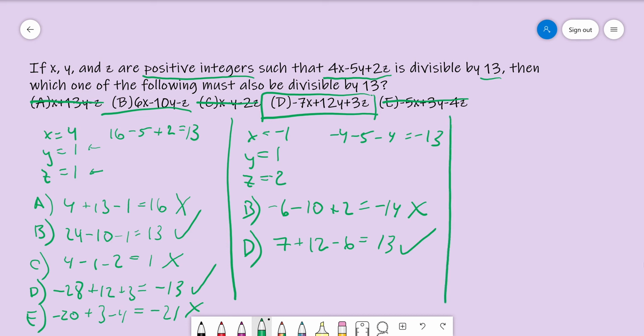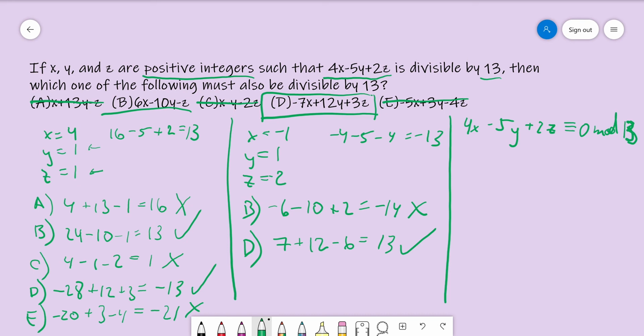Another way to do this is to use our knowledge of congruence relations. If we write the equation 4x minus 5y plus 2z is congruent to 0 mod 13, that's what it means for it to be divisible by 13. Remember that, it just means that when you divide by 13, the remainder is 0. Okay, so we can add and subtract multiples of 13 to both sides of this expression, and then the right side will still stay 0, and then the left side we can try to arrive at our answer D.